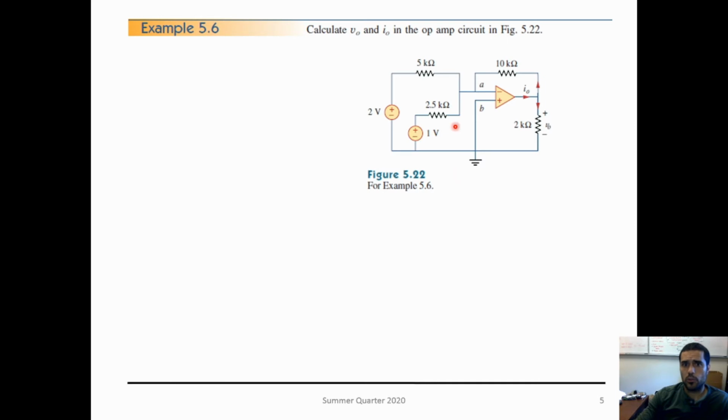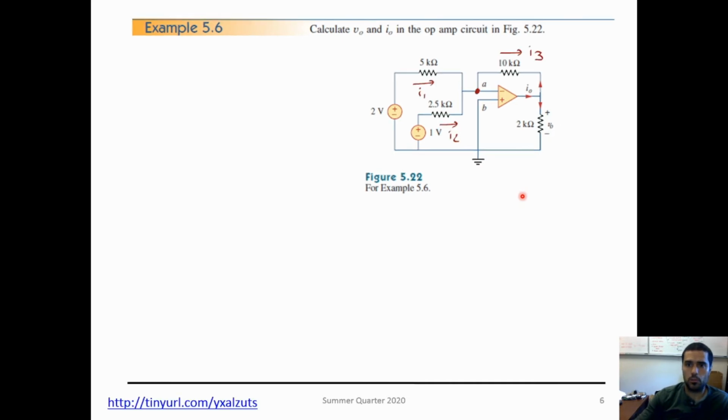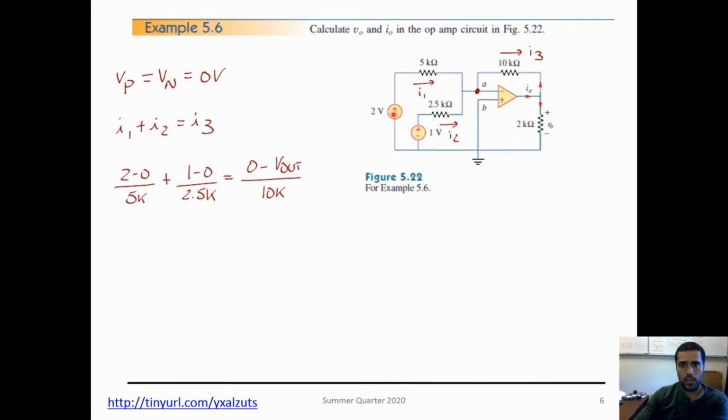In the next circuit, we want to calculate the current that comes out of the op amp and the voltage across the 2K ohm resistor. So again, let's populate with what we know. We know that VP is going to be equal to 0, which is going to be equal to Vn. I apply KCL on that node, so I have I1 and I2 coming in, I3 coming out. So VP equals Vn equals 0, and I1 plus I2 equals I3. Let's apply Ohm's law, and I get 2 volts minus 0 over 5, 1 volt minus 0 over 2.5K, and 0 minus V out over 10K.